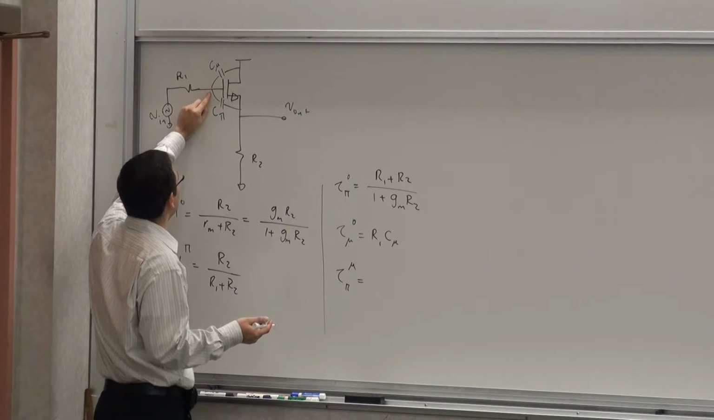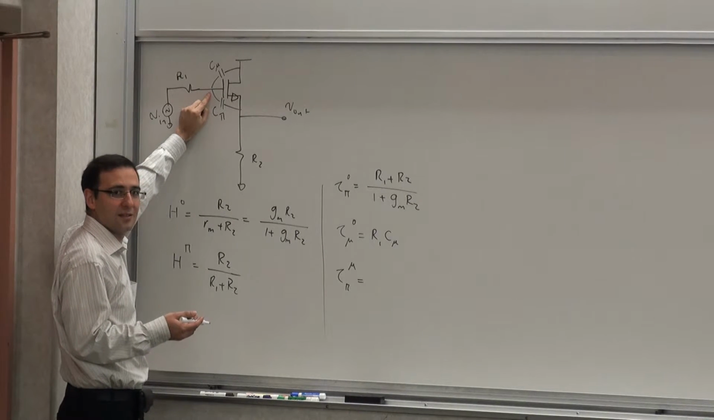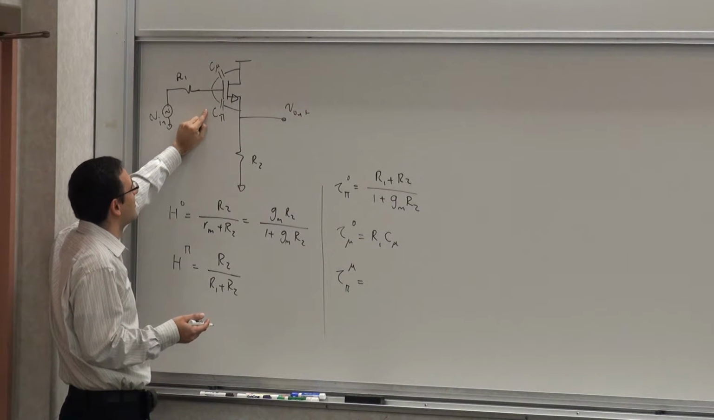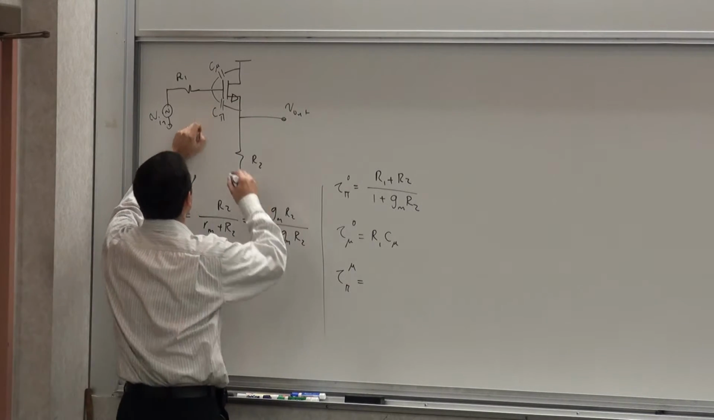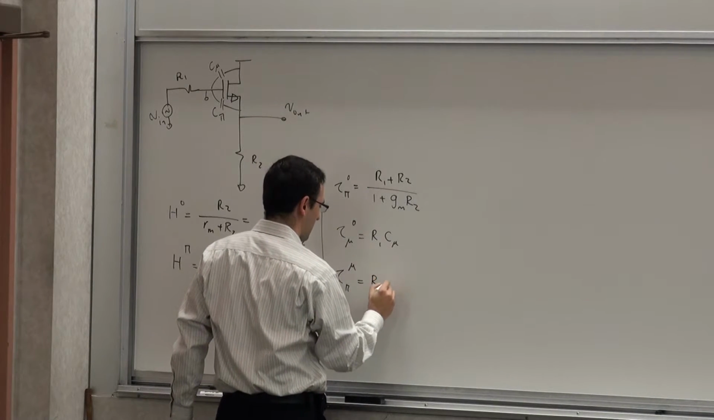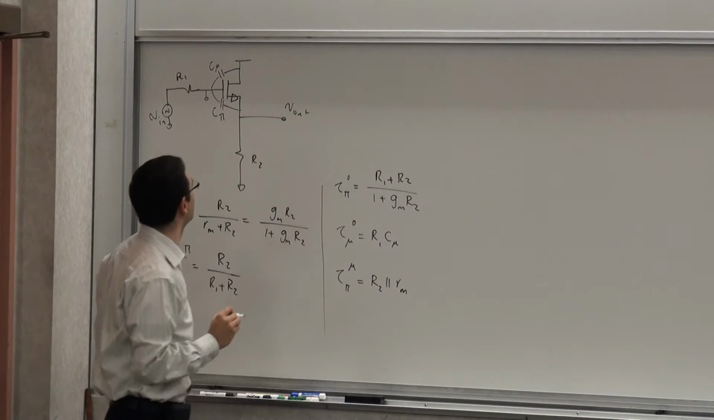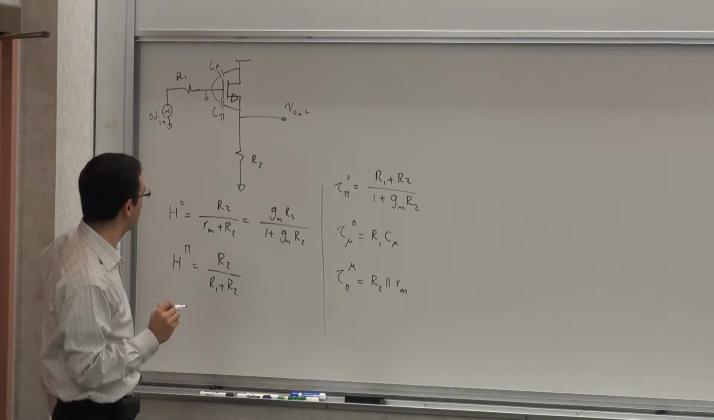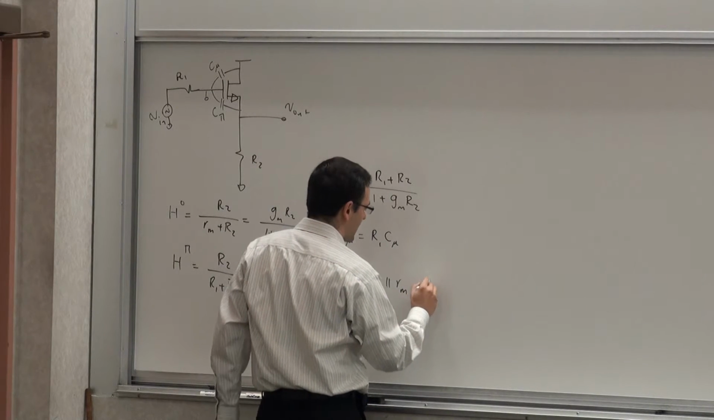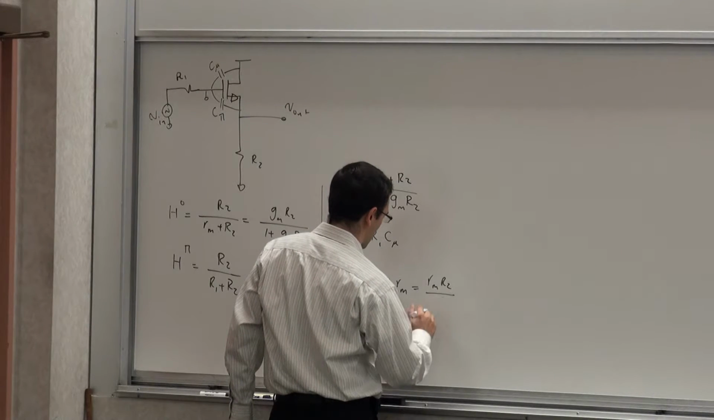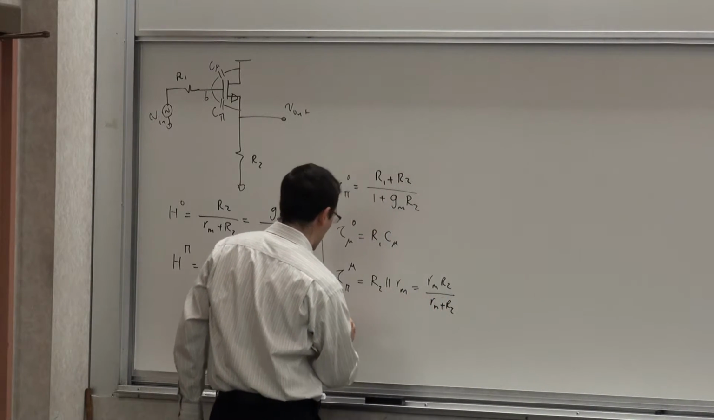So if you short this, what is the resistance you see? R2 parallel with Rm. Are you sure? Yeah. Okay. If you short it here, you see R2 parallel Rm. Correct. Because you see Rm up there and R2 down here. Which we can write basically as Rm R2 over Rm plus R2.